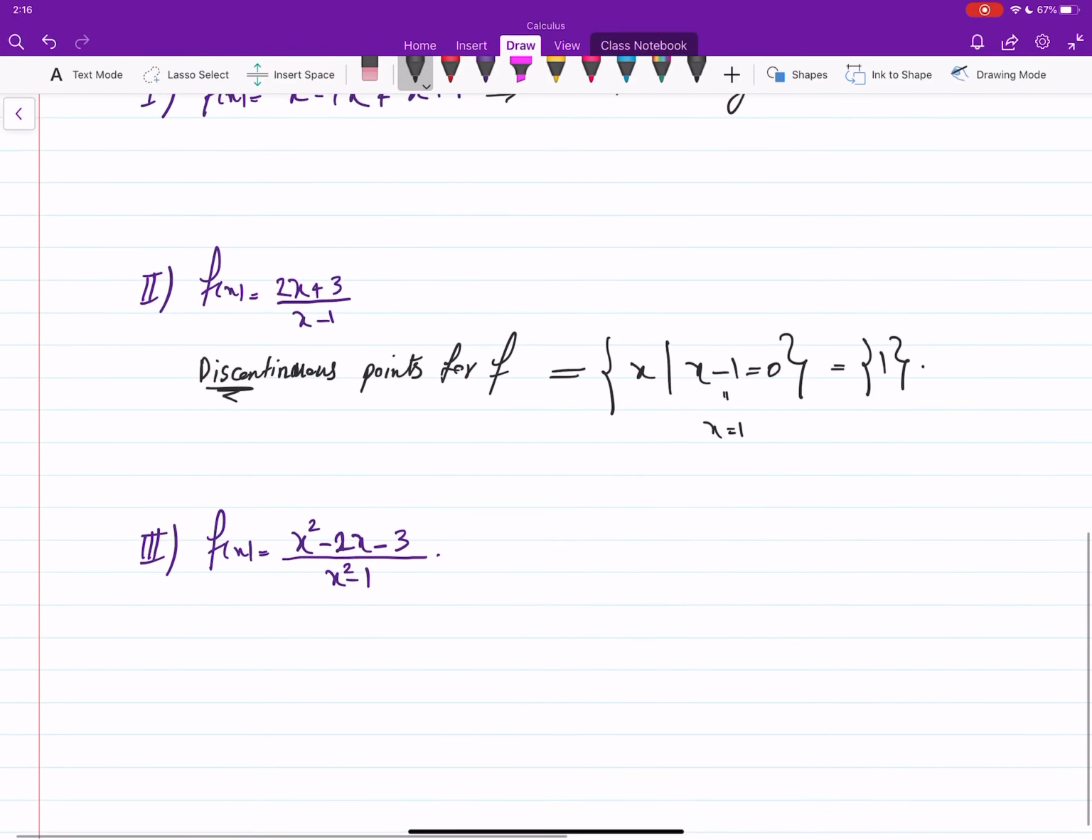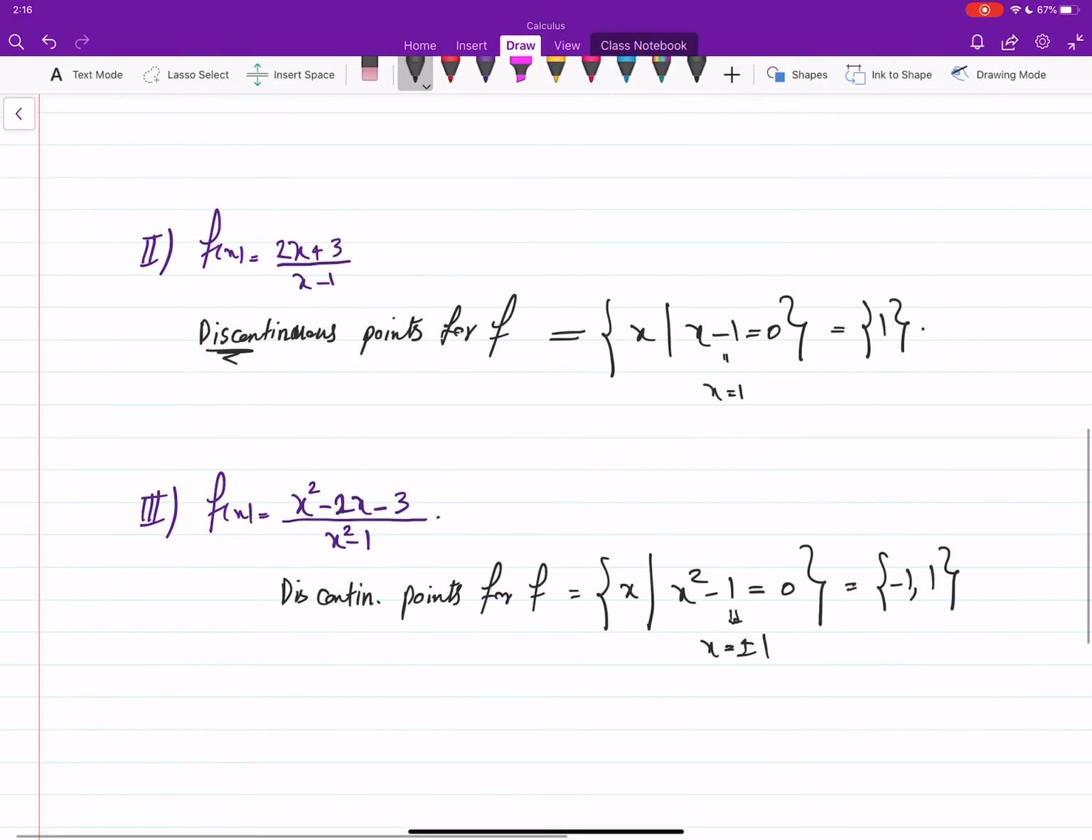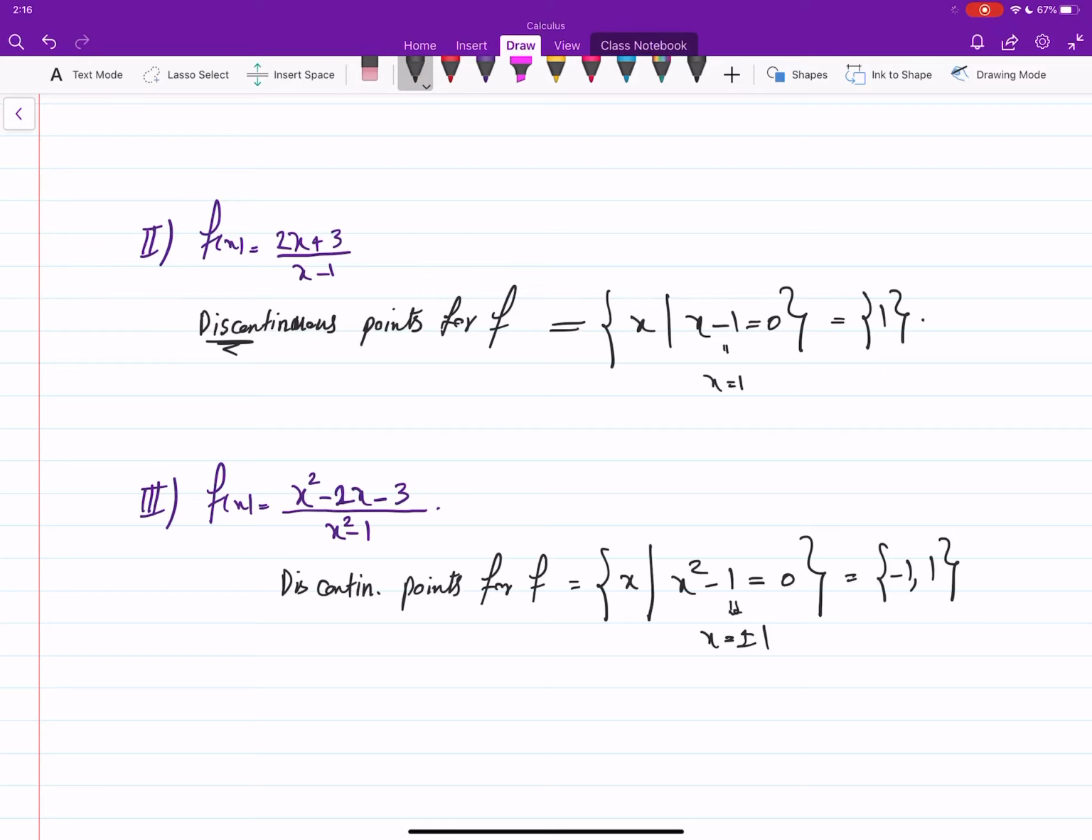How about this other one here? Well, again, the discontinuous points for f. You don't need to look at anything else. Just basically find whatever makes the denominator 0 if you're looking for discontinuities. This gives me x is plus or minus 1. So we have 2 points at which the function is discontinuous. As a result, f is continuous everywhere but these 2 points. So from negative infinity to negative 1, from negative 1 to 1, and from 1 to plus infinity. For the other one, you get from negative infinity to 1, and then from 1 to plus infinity.